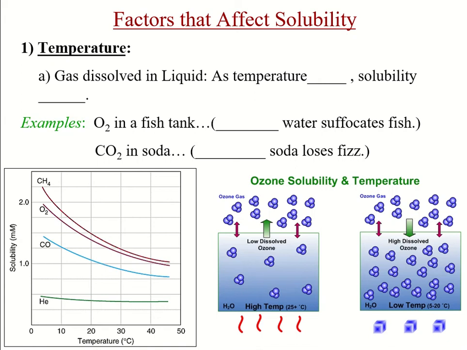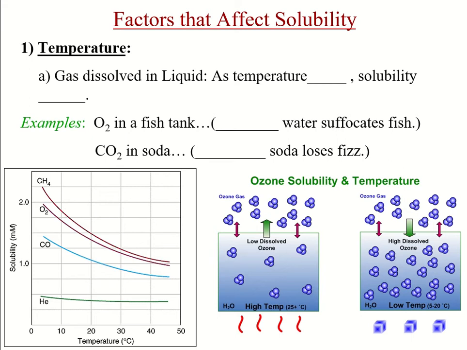Hi again, chemistry students. I want to talk about some of the factors that affect solubility today. One factor that affects solubility is temperature. Temperature can affect solubility differently depending on what's being dissolved in what.